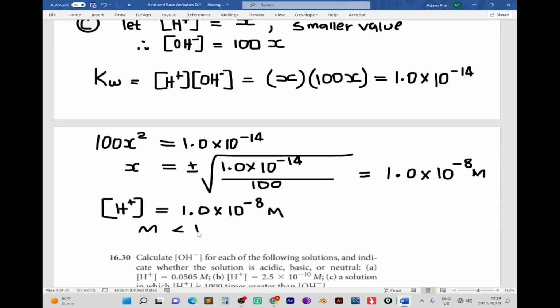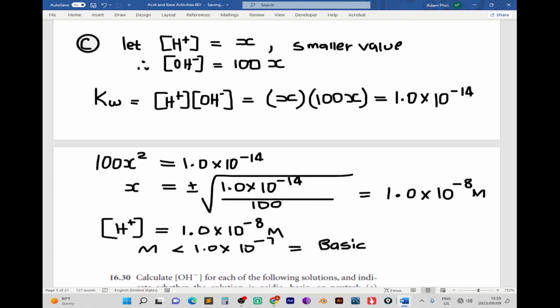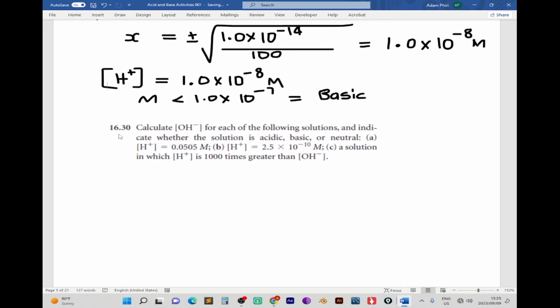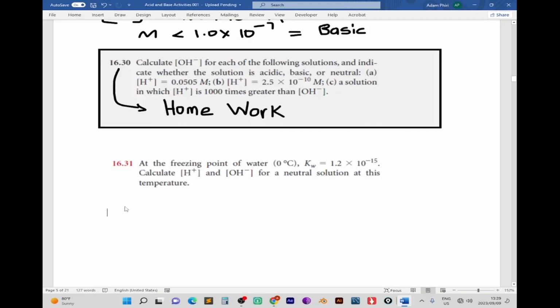So the molarity is less than 1.0 multiplied by 10 to the power negative 7. That's the neutral point. If it is less than that, then it's going to be basic, in terms of the concentration of acid only. If it's the concentration of base, then you have to reverse it, but remember pH is about the concentration of acid, so use the concentration of acid in the formula. That one there, 16, 30 would be homework.